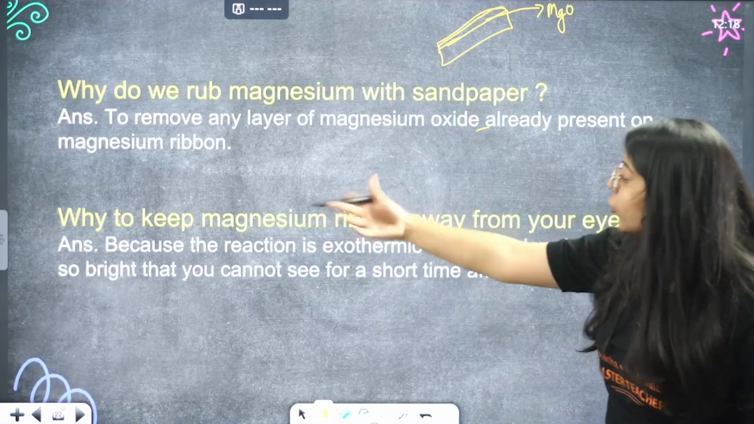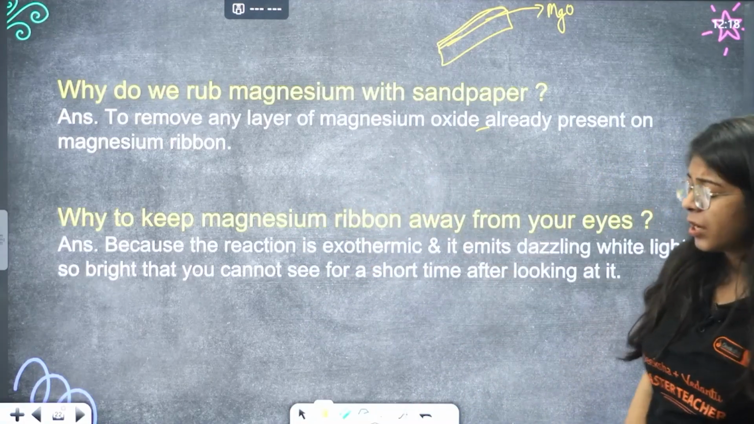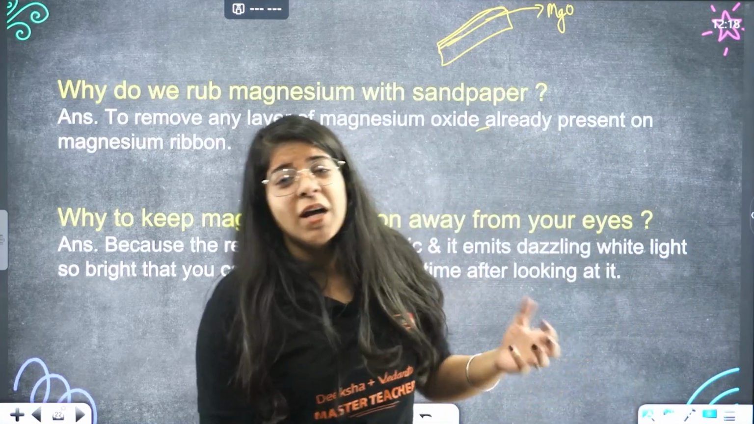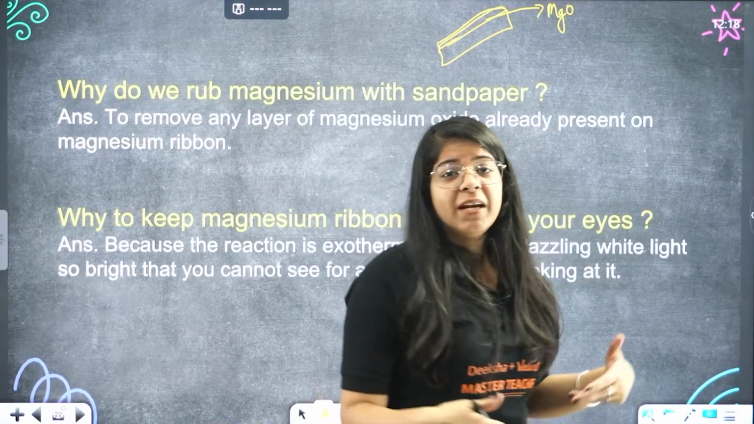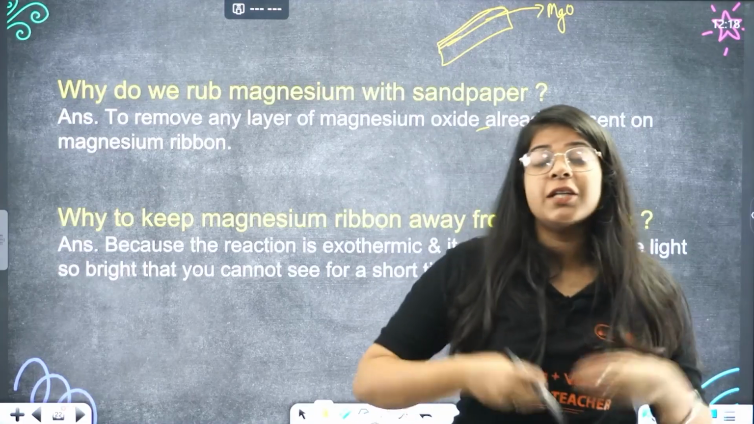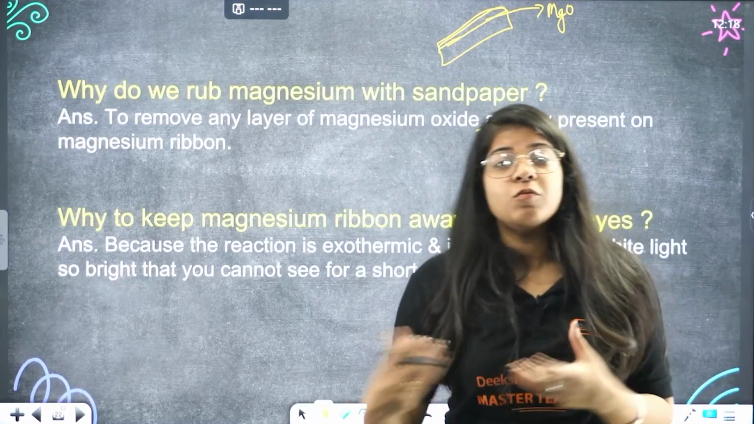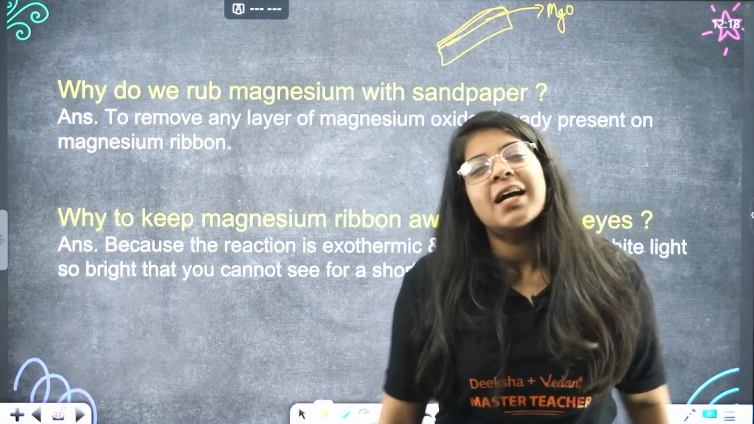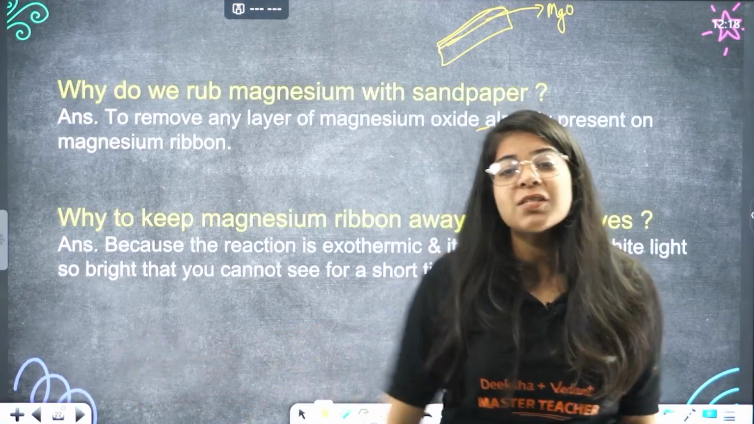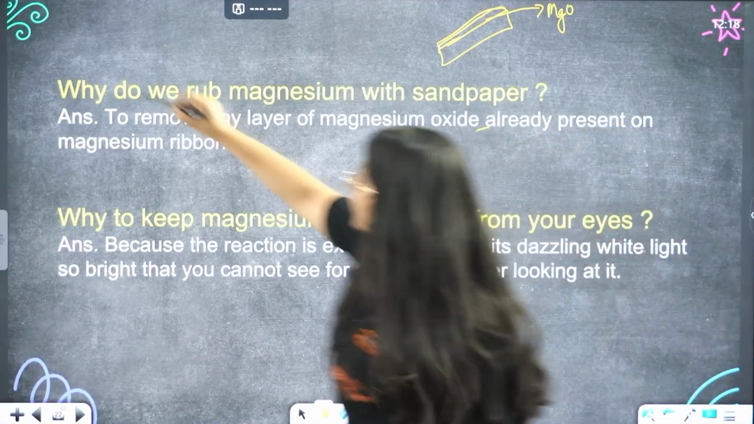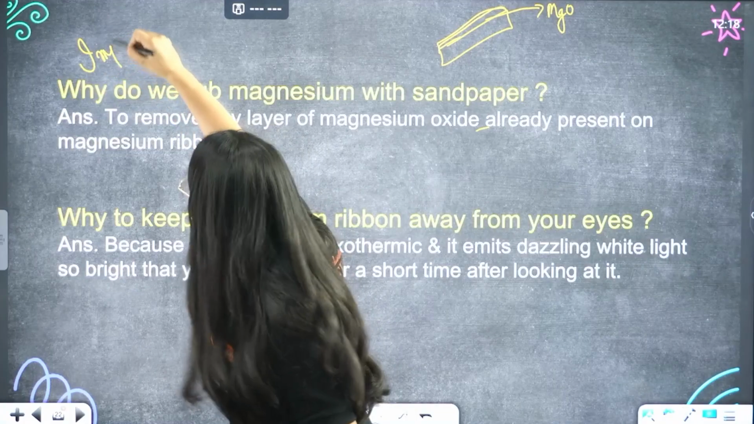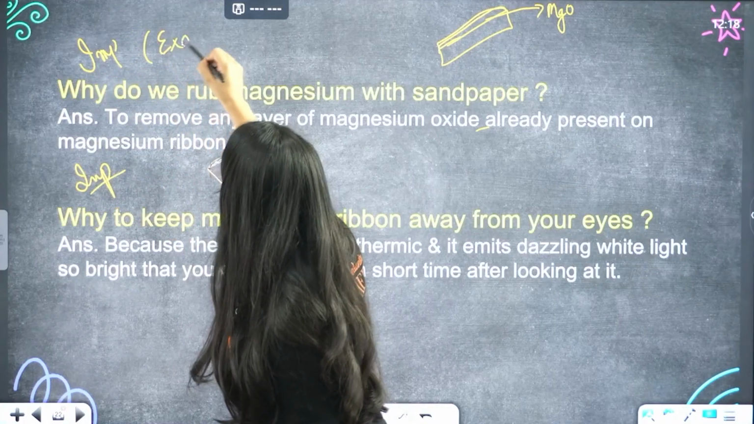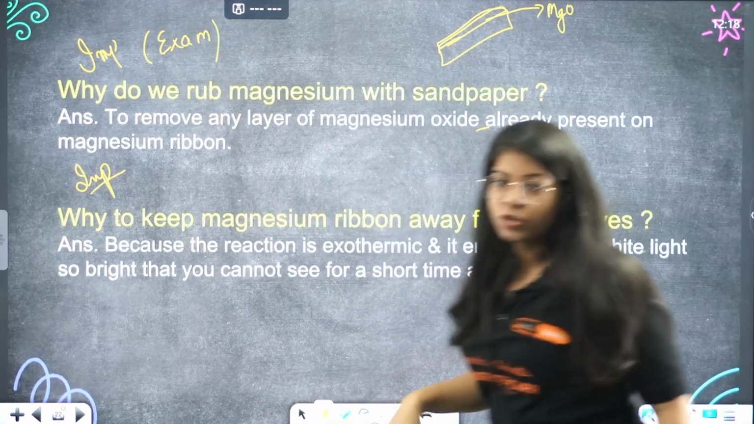Okay, why keep magnesium ribbon away from your eyes? It's very easy, right? We know that whenever oxygen is combined with magnesium, heat is coming out of it, dazzling light is coming out of it. We don't want all those things in our eyes. As simple as that. That's why we have to keep that away from our eyes. What you can write in these two questions are very important for your exam, beta. Okay, you can take a screenshot of those as well.